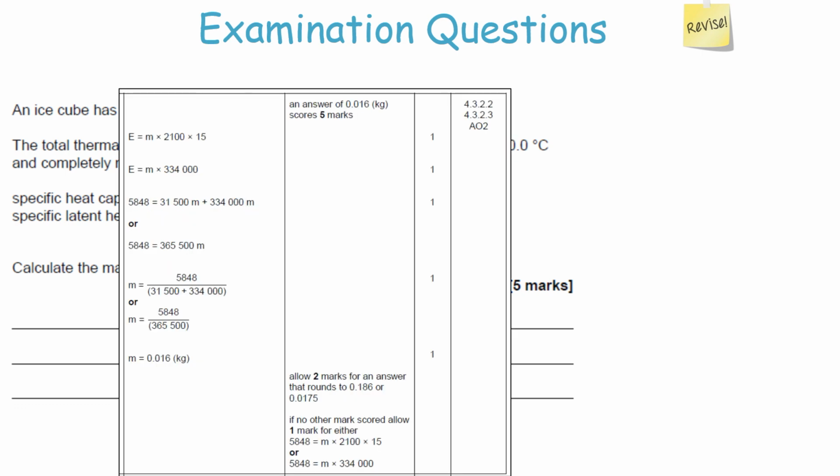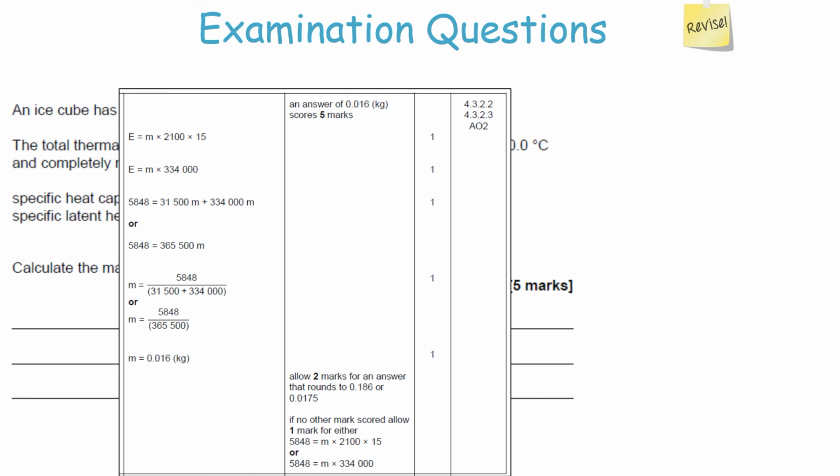So we can now say that the overall value of E, which is 5,848, is equal to mL, which is m times 334,000, plus mcΔT. So it's equal to m times 2,100 times 15. We work that out to be 5,848 is equal to 31,500m plus 334,000m. What we can then do is add those two values of m together, and we can say 5,848 is equal to 365,500m.